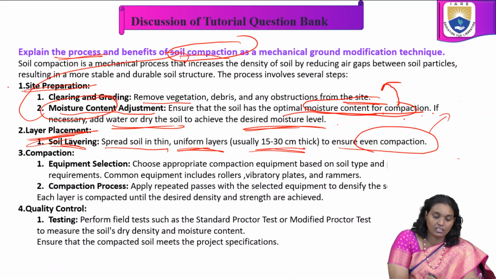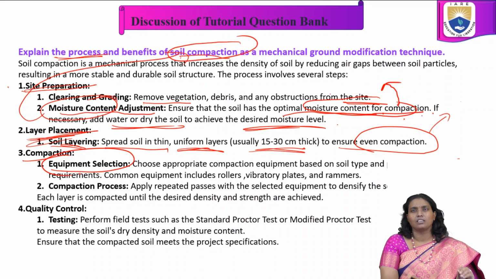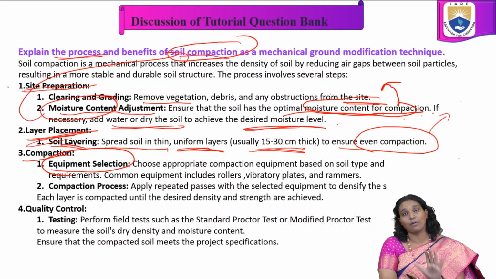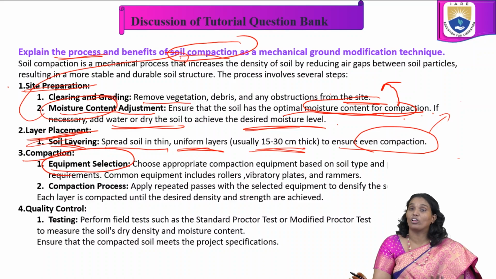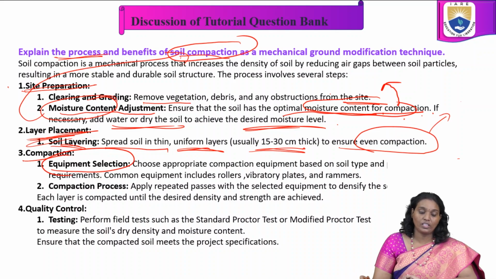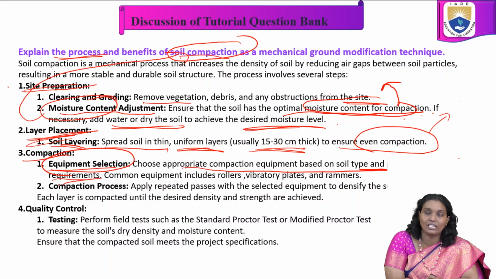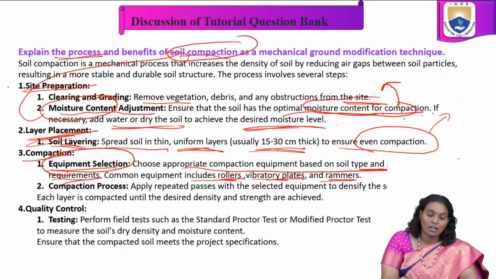Next, equipment selection. For soil compaction, there are different types of compaction. Which type of compaction is suitable depends upon the ground conditions or the desired properties required for the construction work. So equipment selection depends on that. Choose proper compaction equipment based on the soil type and the project requirements. Common equipment includes rollers, vibratory plates and rammers.